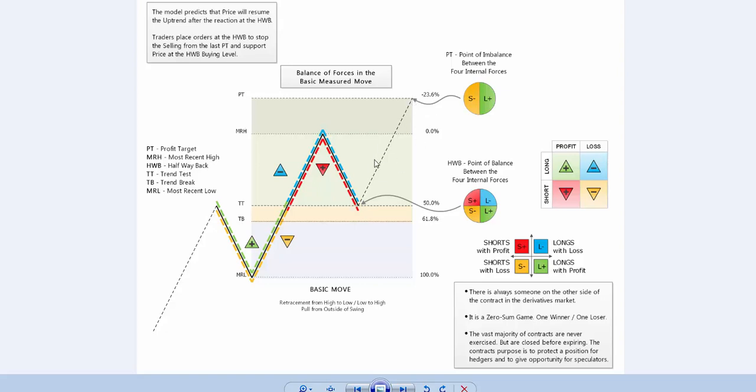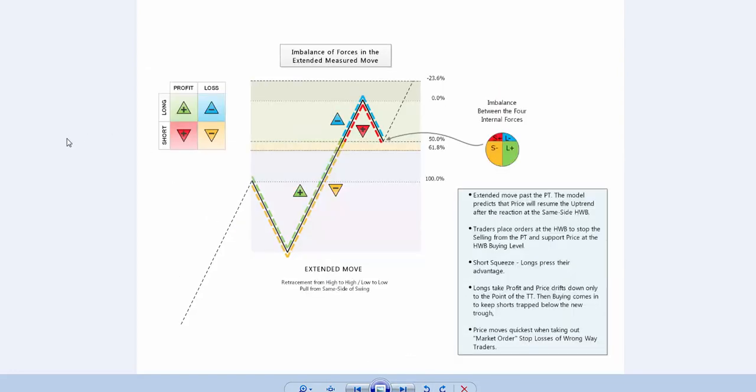And when we hit a profit target, the reason the market rips to its target is because of the point of imbalance between the four internal forces. At the target, we just have the sellers or shorts with a loss and the longs with profit. And then it starts all over again. Then there's profit taking again, and it starts all over. In the next pullback, taking profit, there are shorts with a loss, they're buying them back over and over again. This is a similar way to look at it in an example of an extension.